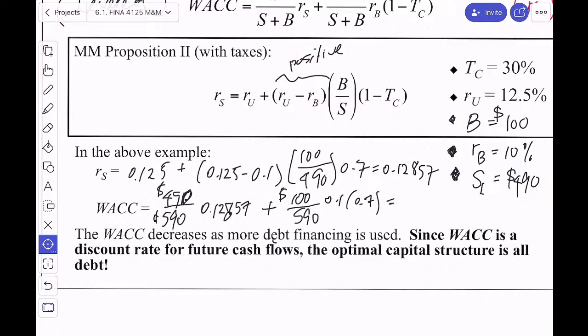So I get 11%. I get 0.118642. I'll just use the same I used last time, 5. So what happened? And what is the pattern?